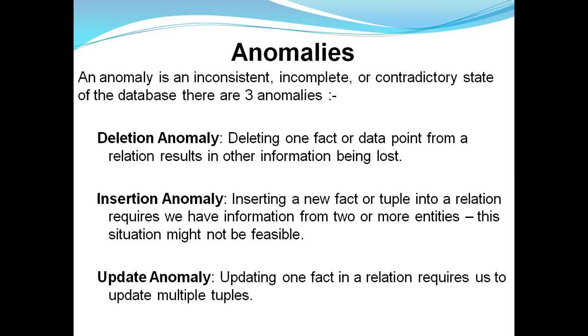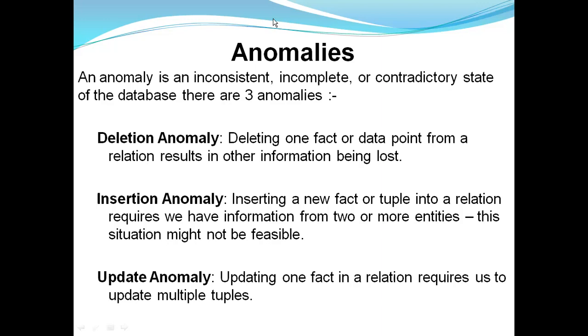First is a deletion anomaly: deleting one fact or data point from a relation will result in another piece of information being lost. Insertion anomaly: inserting a new fact or a tuple into a relation requires that we have information from more than one entity. This situation may not be feasible. We have taken the example of the PAN card. Simple, that is an insertion anomaly. Updation anomaly: updating one small fact in a relation requires us to update multiple tuples.